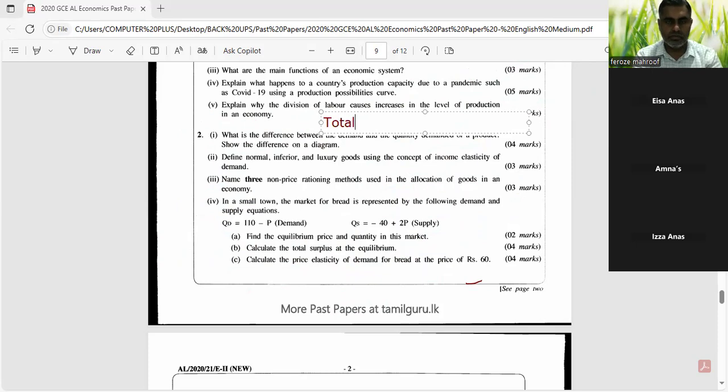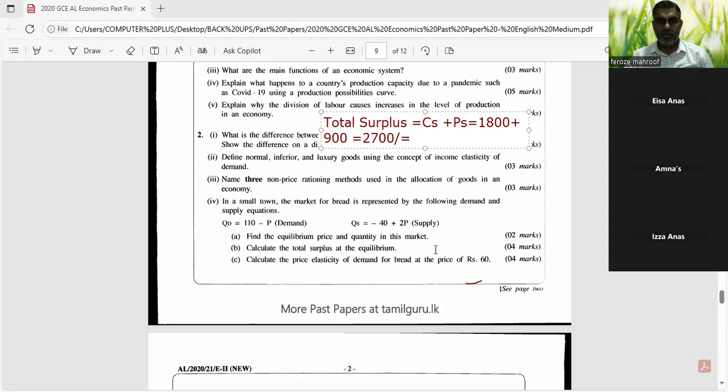Total surplus is CS plus PS. Therefore, CS is 1800, PS is 900, so 2700 is the total surplus. See the marks allocation. They are giving 4 marks for this. For total surplus calculation, marks allocation is 4.